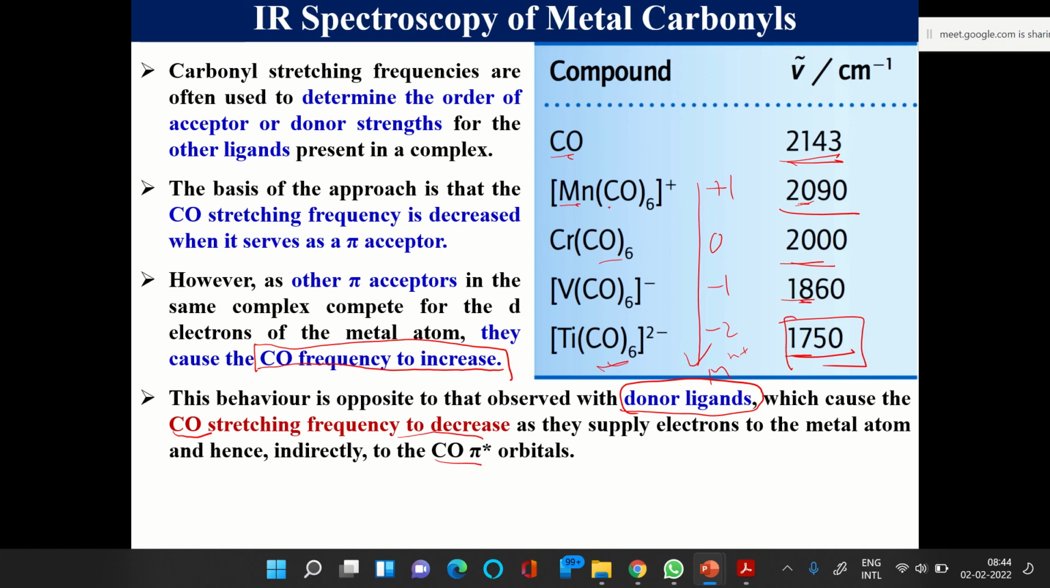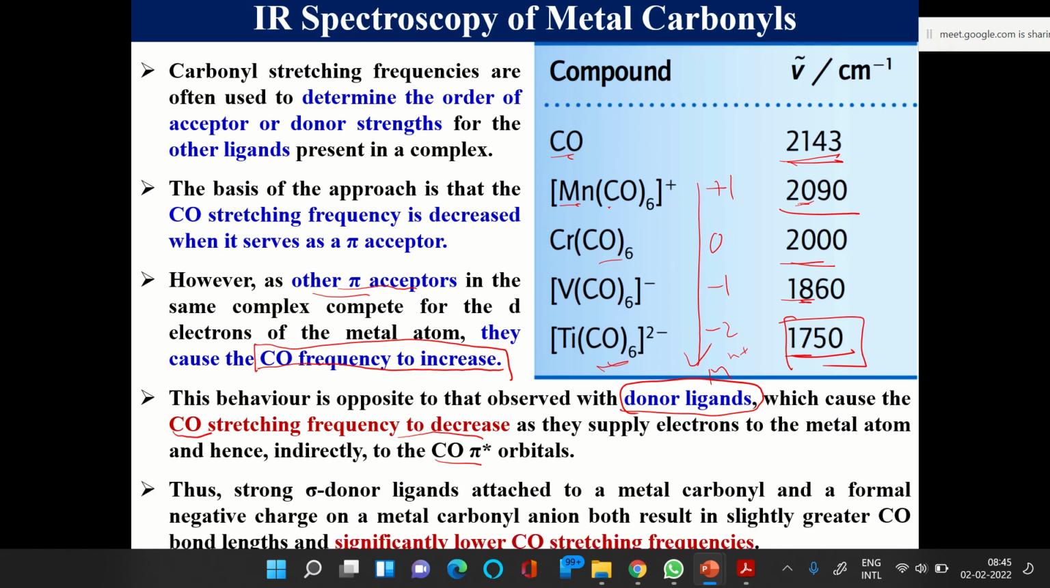We are comparing a situation where only CO is present with two situations: one where you have another pi acceptor ligand in the same complex, and one with a sigma donor ligand in the same complex. Having a pi acceptor ligand causes a slight increase in the frequency, while having a donor ligand in the same complex causes a decrease in the frequency. So this is the idea that you need to learn.